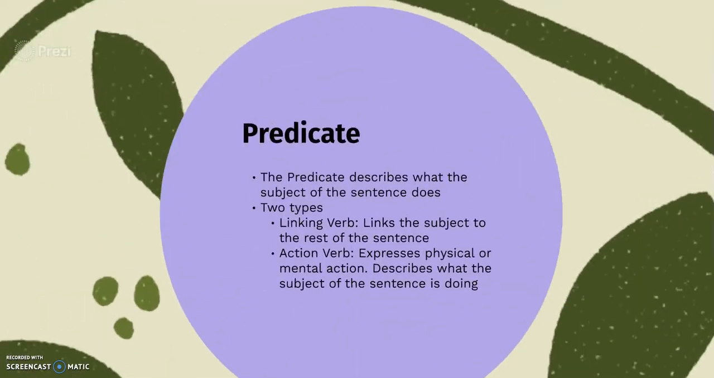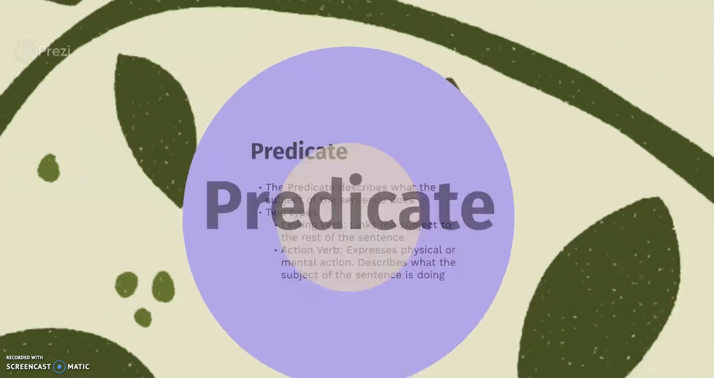And the predicate describes what the subject of the sentence does. And there are two types: linking verbs, which link the subject to the rest of the sentence, and these are verbs such as is, are, am. And you also have action verbs, which express physical or mental action. And this describes what the subject of the sentence is doing. So going back to my previous example, the dog ran home from the park. Ran is the verb. It's describing what the dog did.